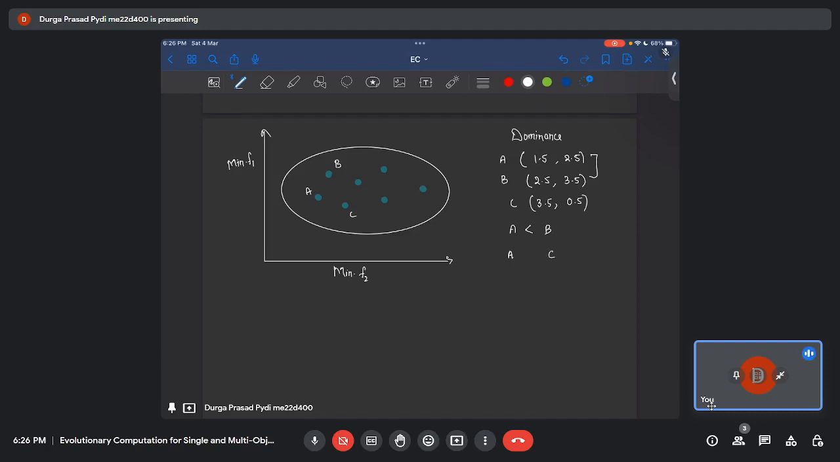you can see the value of f1 is minimum in A, but for C, f2 is minimum. So you cannot right away tell whether A is better than C or not. This is the idea we are going to use. This is something we denote with something called dominance. So if you can establish a relationship saying one is better than the other, then you call them dominated solutions.